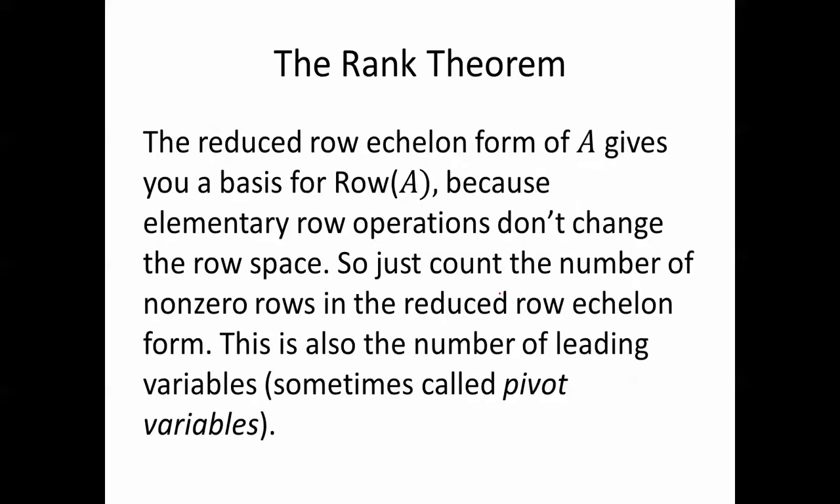The reduced row echelon form of A gives you a basis for the row space of A because elementary row operations don't change the row space. So just count the number of non-zero rows in the reduced row echelon form. This is also the number of leading variables, sometimes called pivot variables.